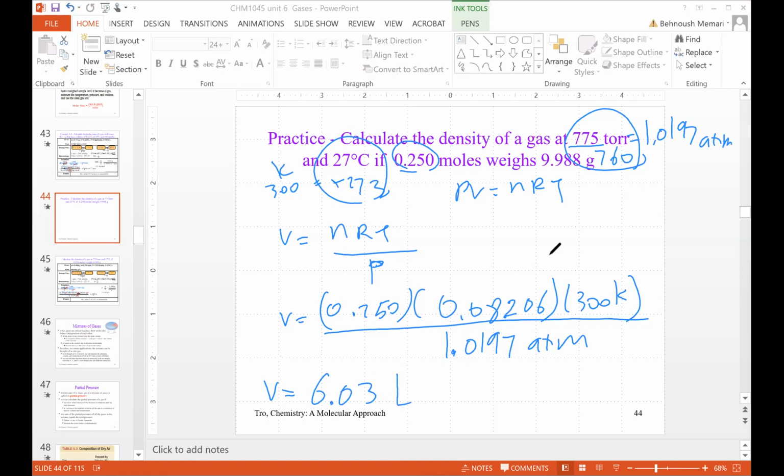We have the mass also. So density is mass over volume. Mass is 9.988 grams over volume, which is 6.03 liters.